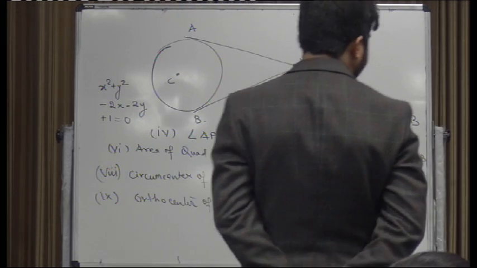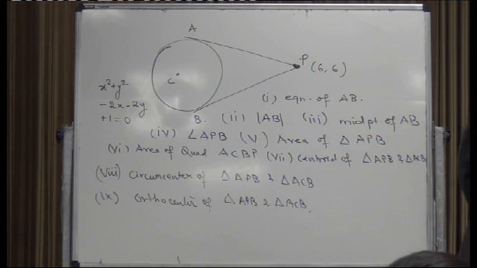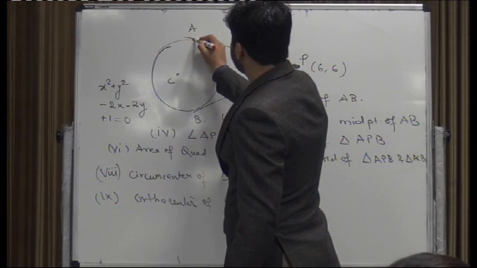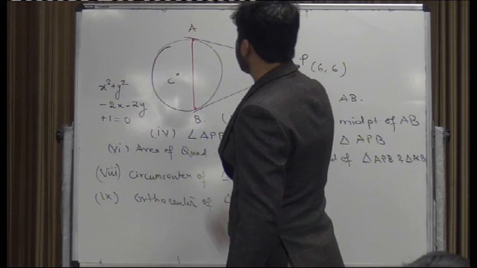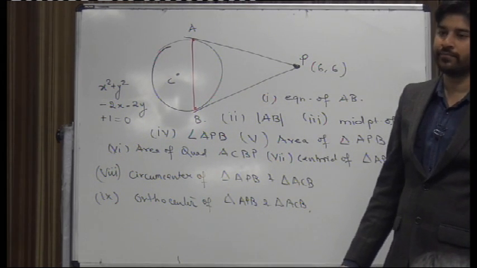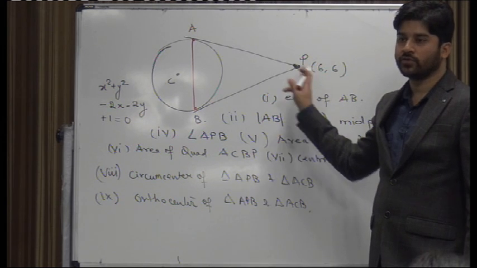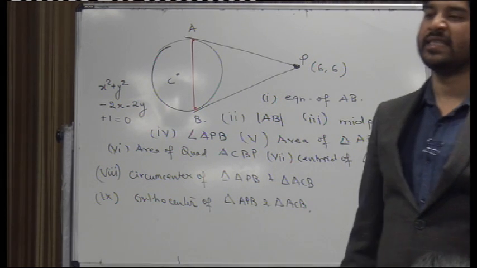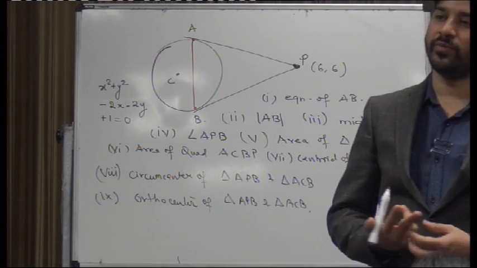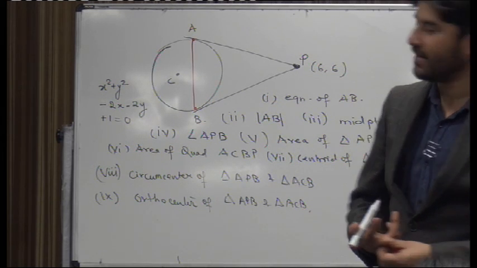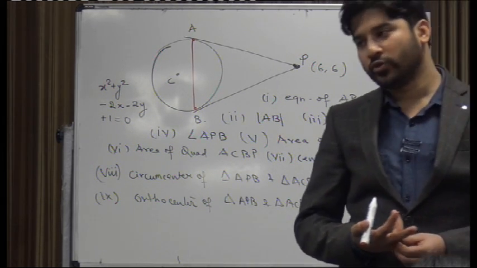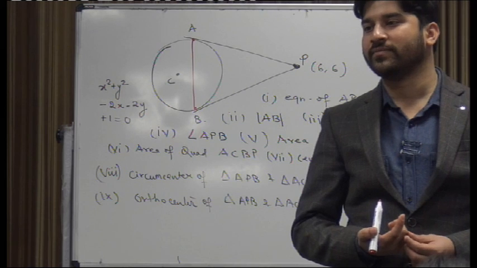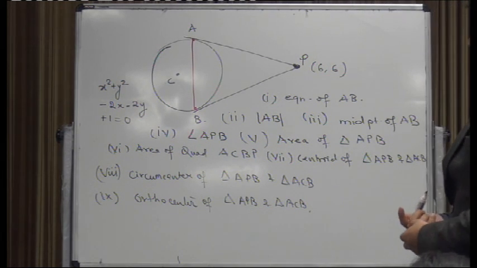How to find the equation of AB? Anyone? What is AB? Chord of? Who is its pole? So can I find AB? How will we find it? x square to be replaced by 6x and y square to be replaced by 6y, and 2x to be replaced by 6 plus x and 2y to be replaced by 6 plus y, and the constant would be replaced by itself.